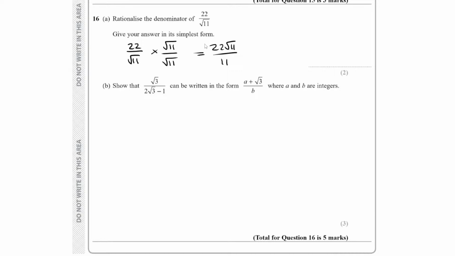Now they've said give your answer in its simplest form, so you see how that would actually divide. You'd get 2 root 11. Obviously the 22 and the 11 at the bottom are whole numbers, so those would divide. The root 11 is not related to that, you have to leave it as root 11.